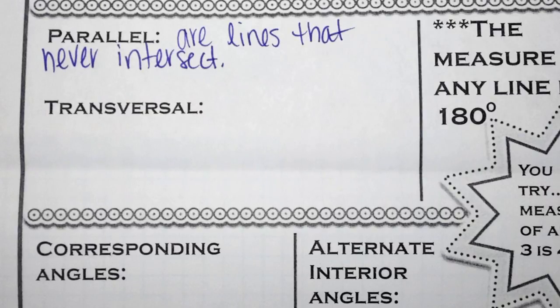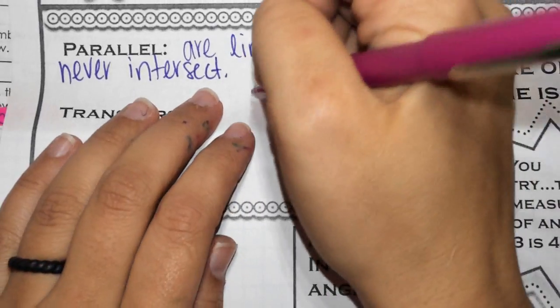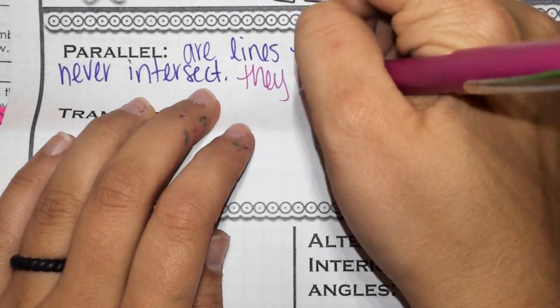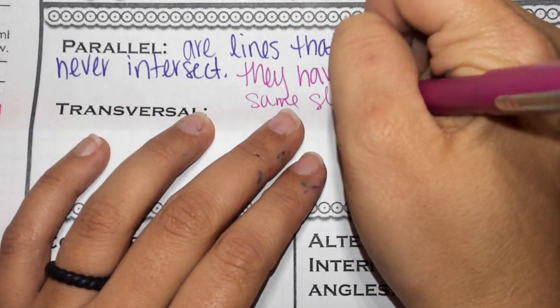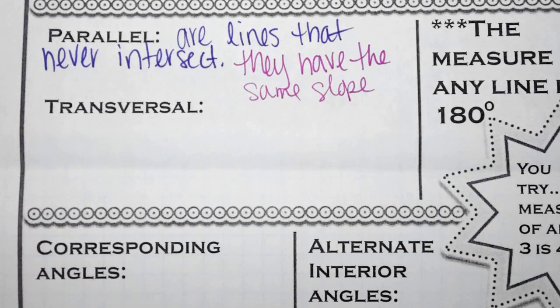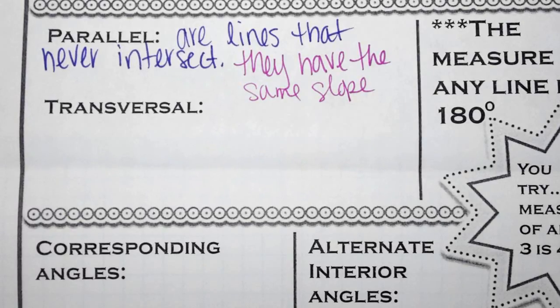Does anybody, especially those students that I taught last year, remember anything about their slope? They have a very special relationship with their slope. They have the same slope. Take 2 points. Who said that? They have the same slope.